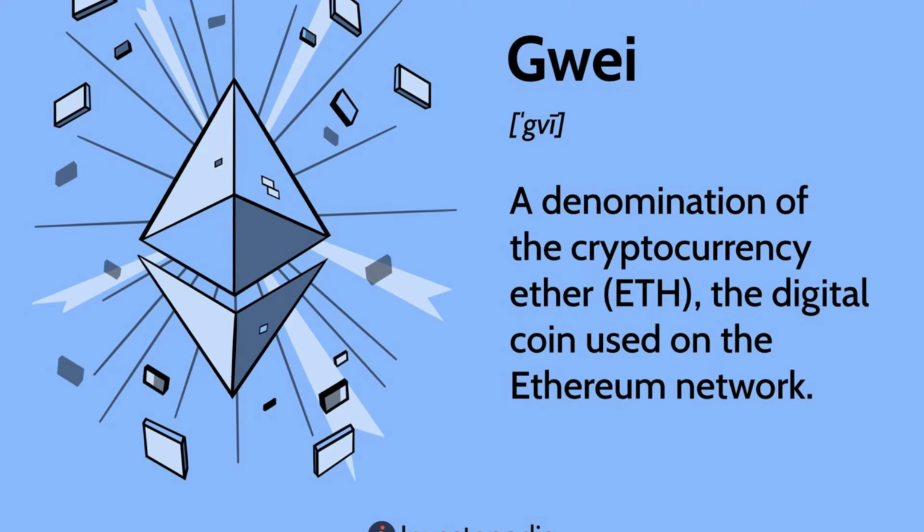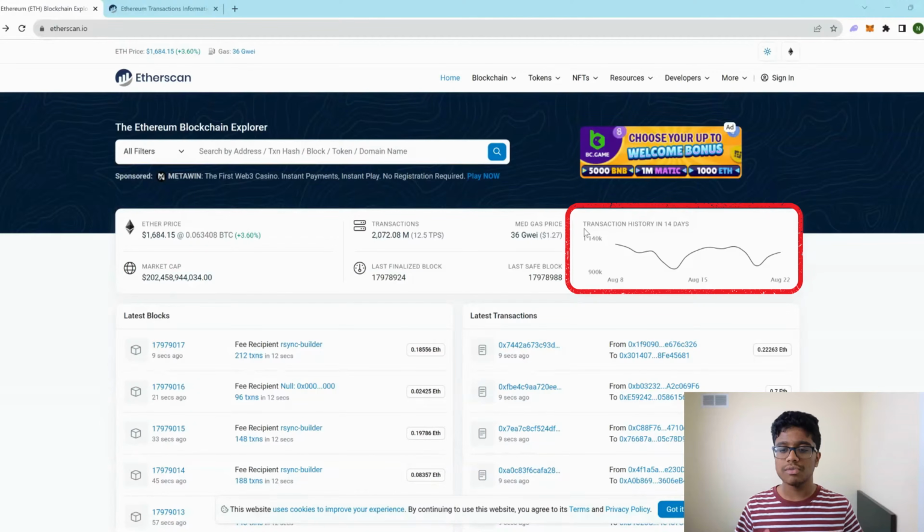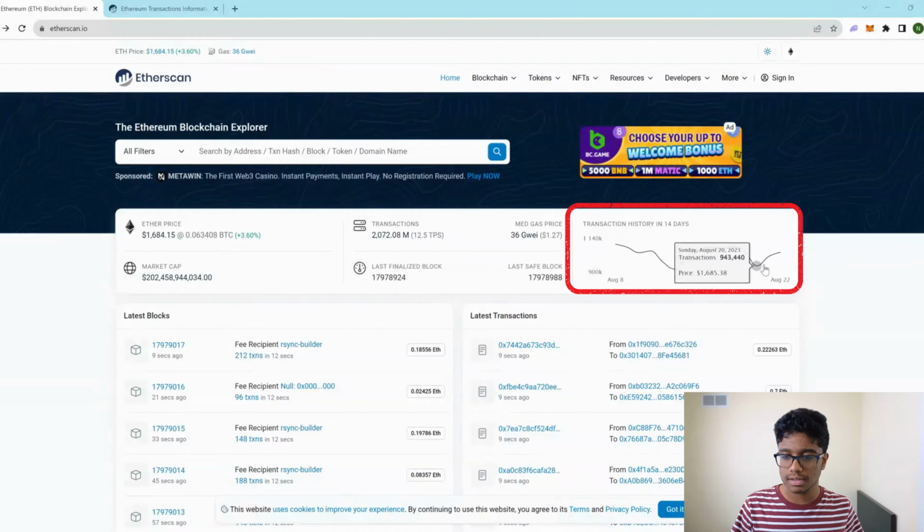What gwei is, it's a denomination unit of Ethereum used to measure gas prices, as it is the easiest way to specify gas units on the Ethereum blockchain. Finally, we have the transaction history in 14 days, which tracks the daily transactions occurring on the Ethereum blockchain. So we can see that here, the daily transactions in the last 14 days.